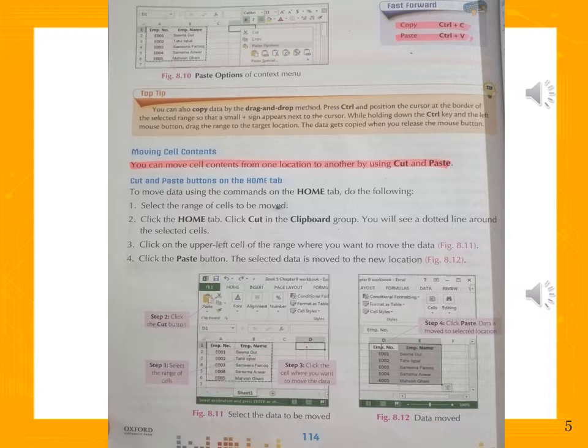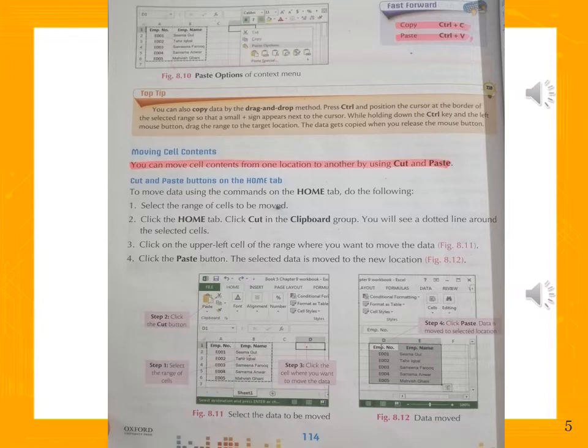Now, top tips. You can also copy data by the drag and drop method. It is another method. Press Ctrl and position the cursor at the border of the selected range so that a small plus sign appears next to the cursor. While holding down the Control key from the keyboard and the left mouse button, drag the range to the target location. The data gets copied when you release the mouse button. While doing this, you have to be careful about when you release the mouse button or the keyboard button.